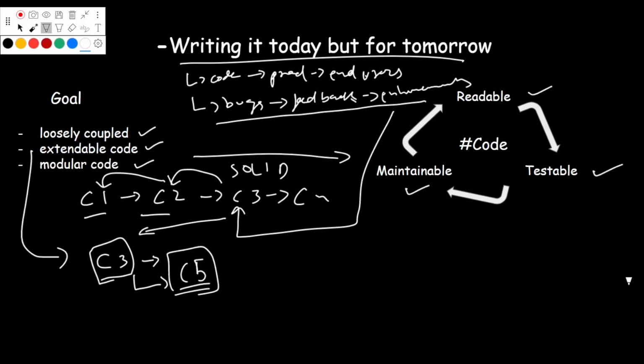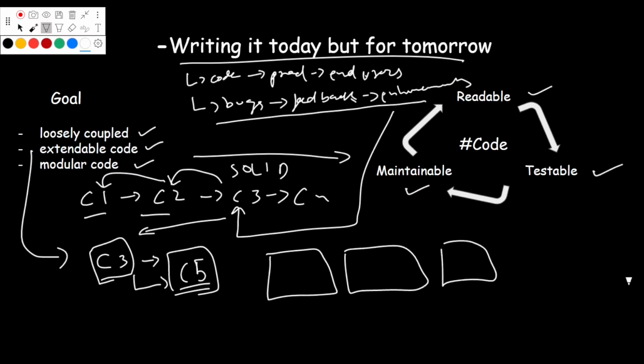Modular code means that your application is divided into modules which are communicating with each other and are kind of independent of each other, so that a change in one module does not impact another module. That is the end goal, and as a result, we receive readable, testable and maintainable code. We will talk about them in more detail in the subsequent videos.